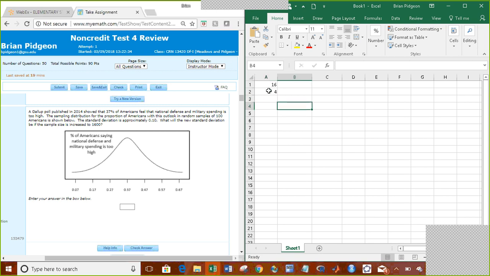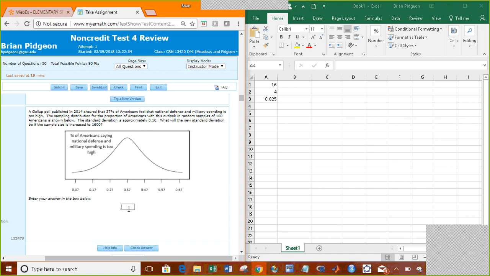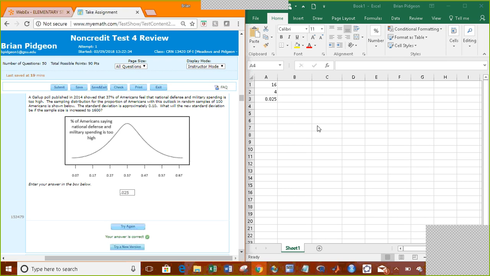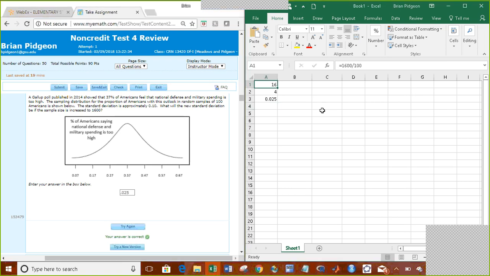Well, that means that our standard deviation is going to be reduced by a factor of 4. So we can take 0.10 and divide it by 4. And we get our new standard deviation of 0.025. And so the way that we think about this one again is we've increased our sample size by a factor of 16, which means we reduced our standard deviation by a factor of 4. And so we just take our old standard deviation, divide it by that factor, and we're done.